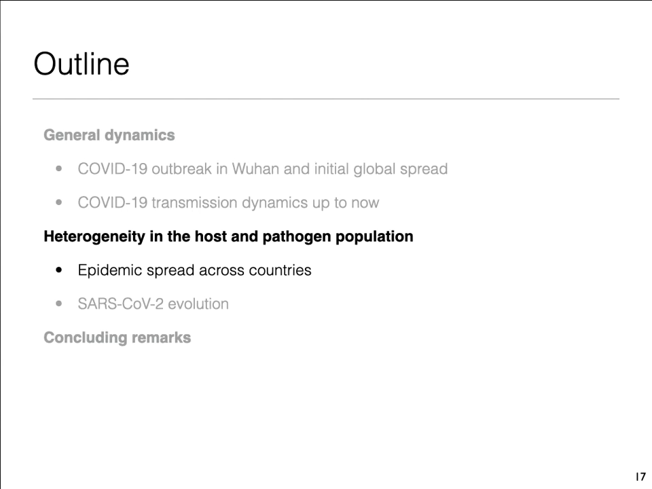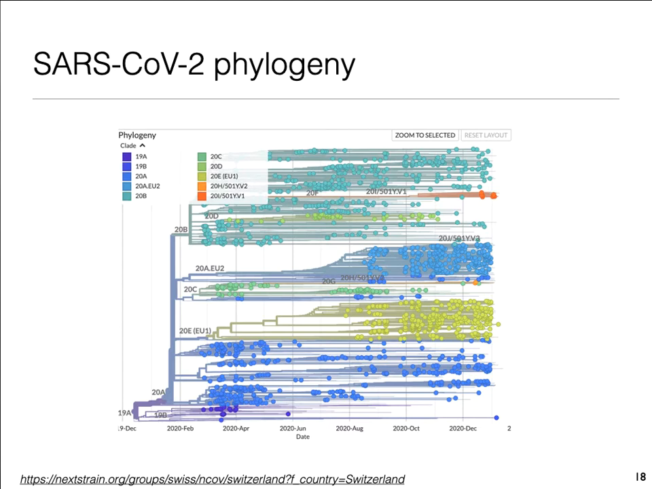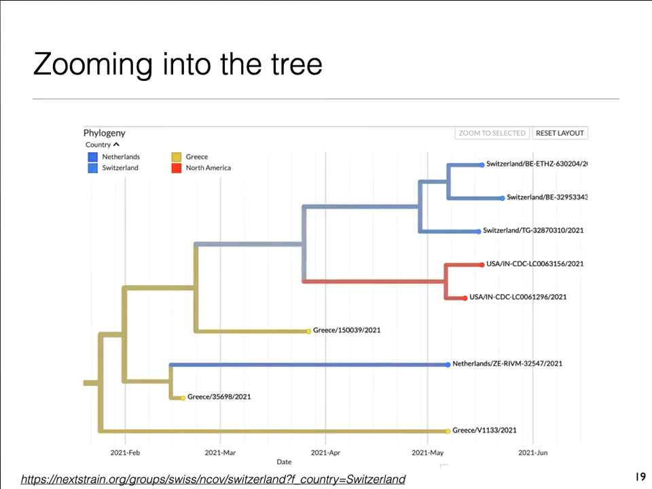What are we now doing with those sequences? So first we can, based on similarity of genomes, reconstruct a tree, the SARS-CoV-2 phylogeny here for Swiss sequences, and color different variants of the virus in different colors. And when zooming into the tree, we can start exploring which countries have a lot of exchange of virus. For example, here you see Swiss sequences together with sequences from the US, Greece, and the Netherlands.